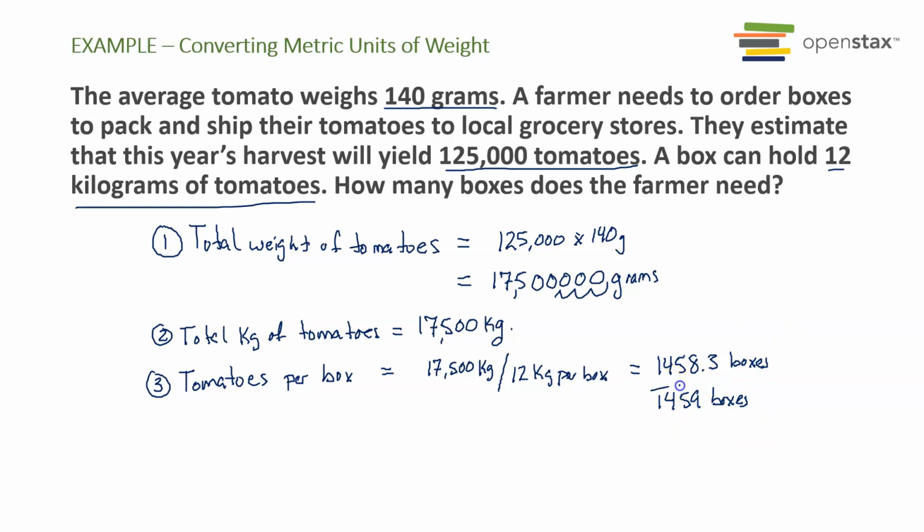So this is what I would say the answer is. The book does say something a little bit different, they round down. They just say 1,458 boxes. I would argue that you should round up, you should buy an extra box, because if it's only going to hold 12 kilograms, you're going to need another box. But that is how you would work that out in finding how many boxes are necessary to hold all of them.